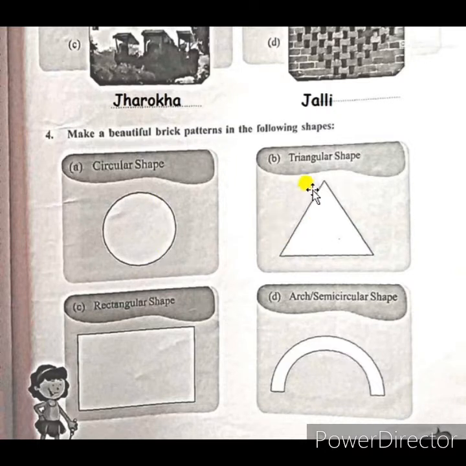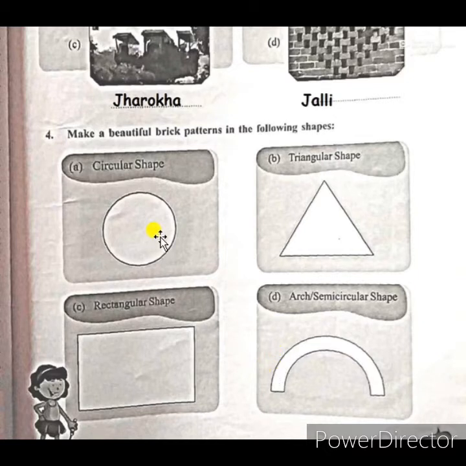Second one is triangular shape. Third one is rectangular shape. And fourth one is arch or semicircular shape. Semicircular means half of circle. So we can say arch type also. First one is circular shape.